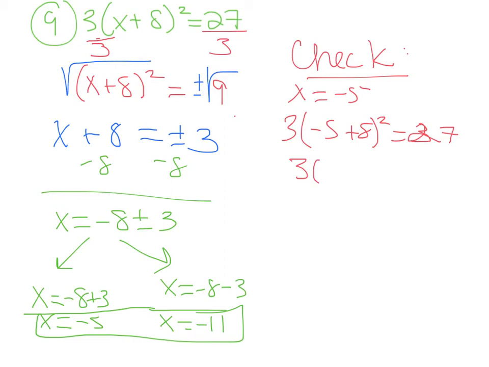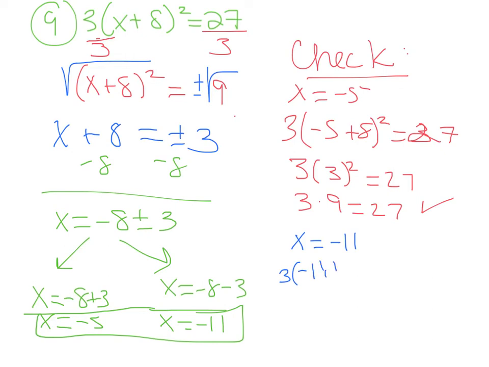You get 3 times positive 3 squared. So positive 3 squared is 9, so you get 3 times 9 equals 27. That is true, so we're good on that one. You do the same thing for x equals negative 11. You get 3 times negative 11 plus 8 all squared. That gives you 3 times negative 3 squared. So you do negative 3 times negative 3, that gives you 9 again. And once again, 3 times 9 is 27, so we're good on that one.